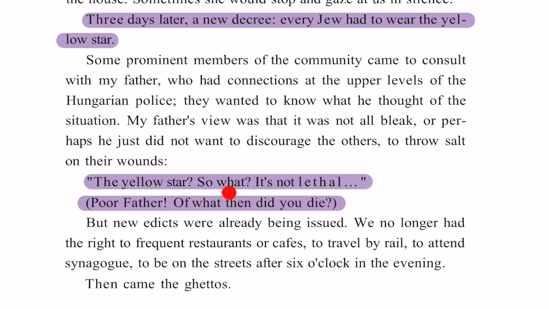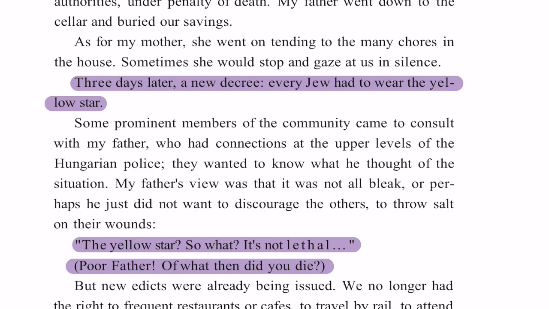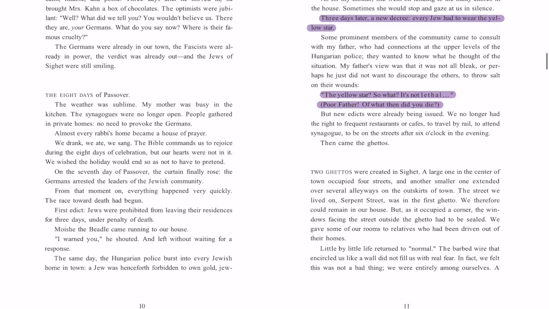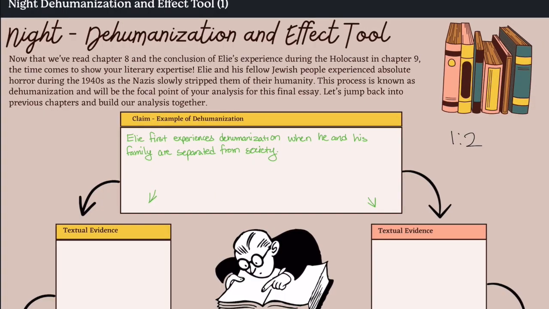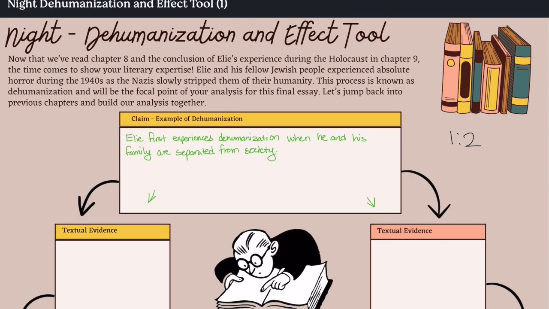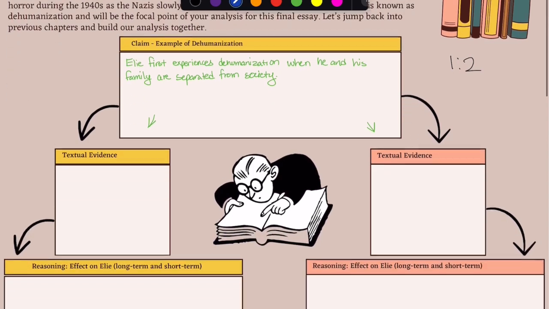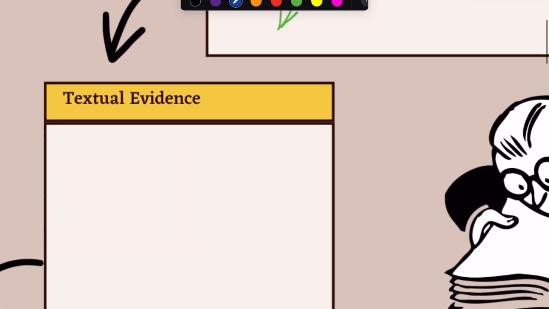The yellow star, so what? It's not lethal. And then here's kind of Eli's reaction right here. So this is a really good piece of evidence of kind of that separation from society. So I want to use that piece of evidence there. So this is on page 11, right? So let's go back to our tool here, and we're going to switch over to our blue color. Okay, and let's go ahead and put that one here on the right.